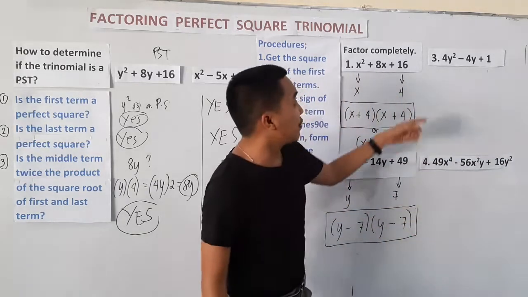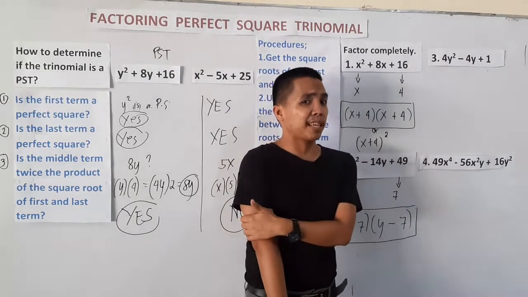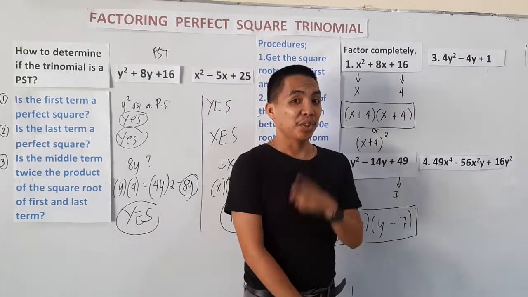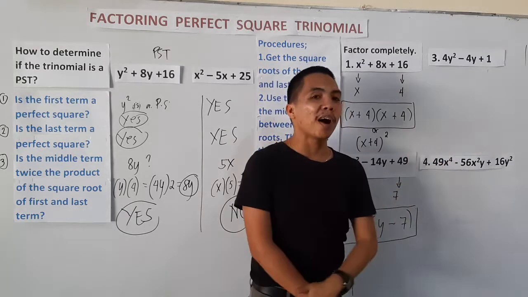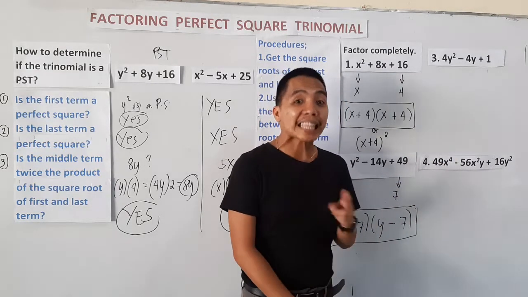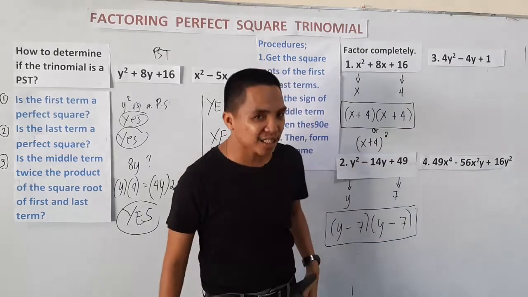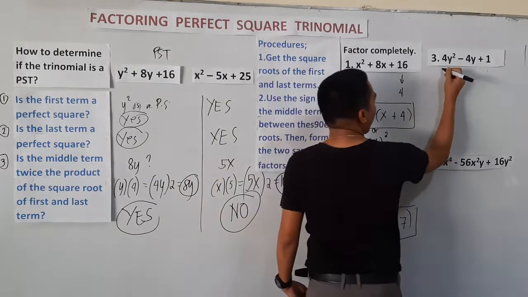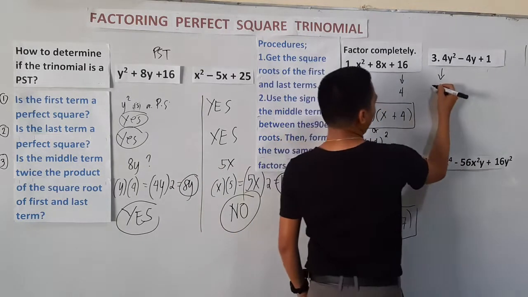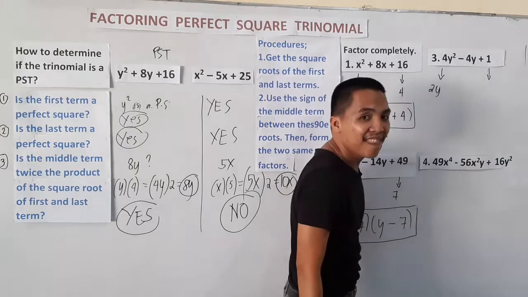Okay, observe nyo. 4y squared minus 4y plus 1. Is that a PST? Square root ng 4y squared. 2y. How about the 1? 1. So 2y times 1, 2y times 2, 4y. So that is a PST. Let us factor. Ano ang square root ng 4y squared? Okay, very good. That's 2y. Ano square root ng 1?